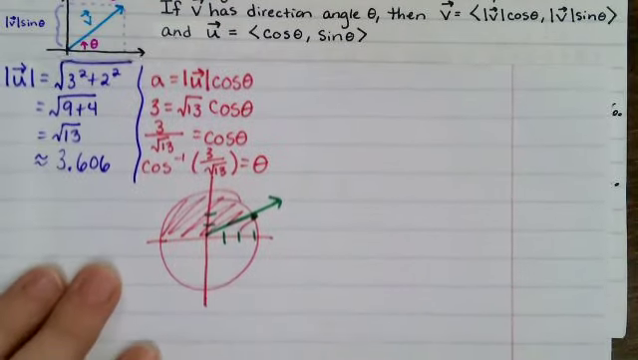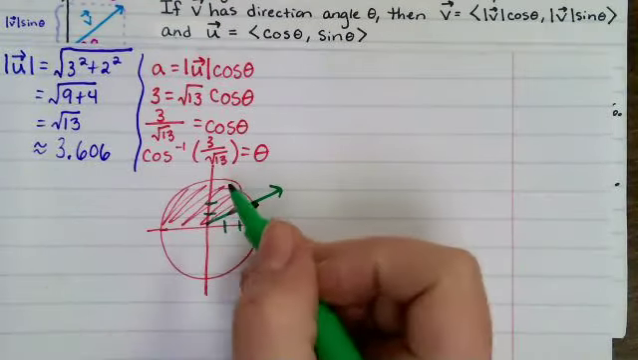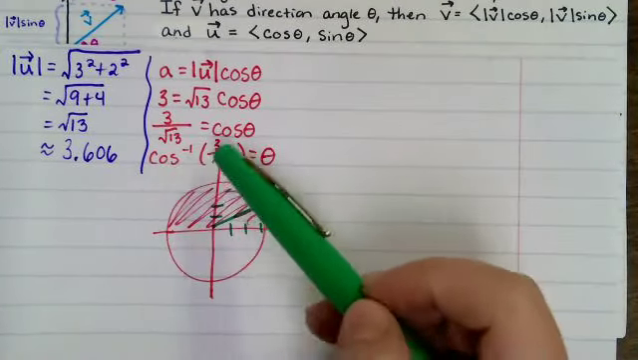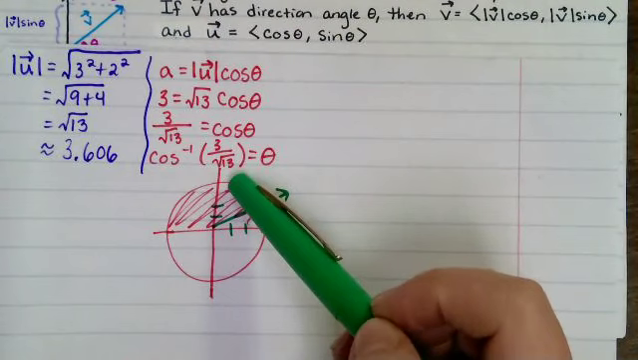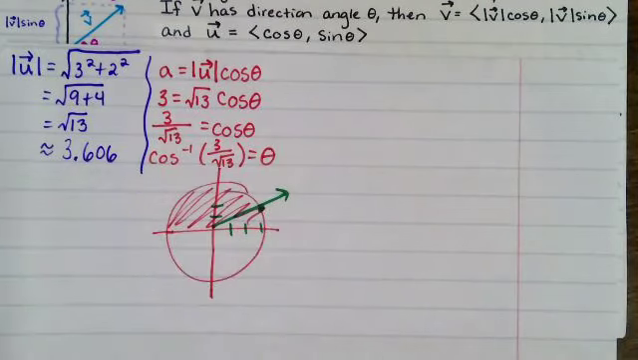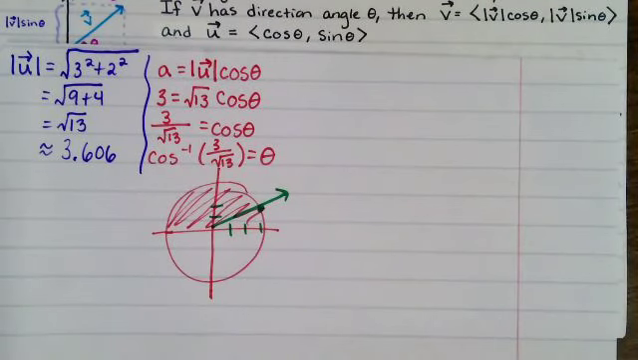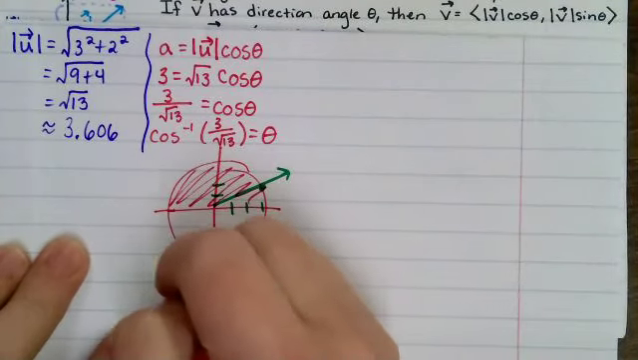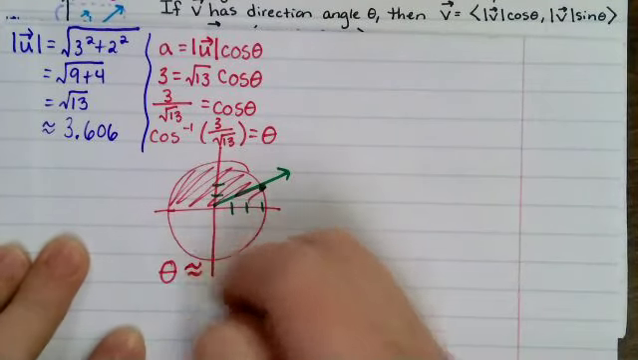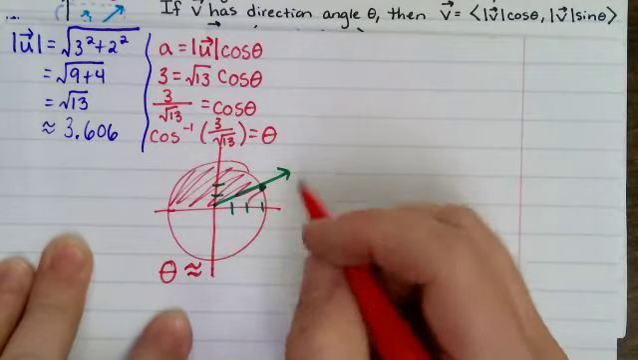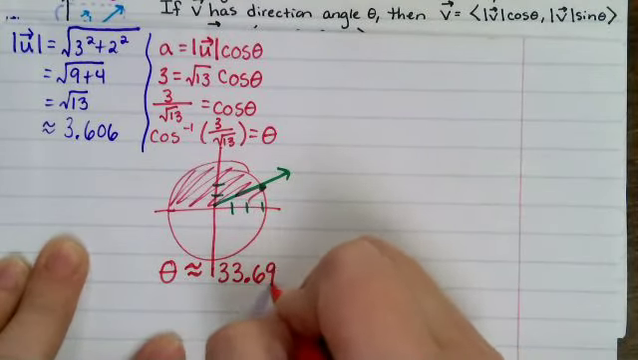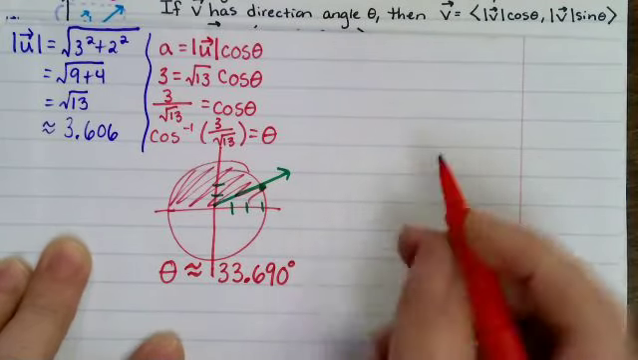So let's just type that part in the calculator: cosine inverse of 3 over root 13. If you type that straight into the calculator, you should see that theta is going to be about 33.69-ish degrees.